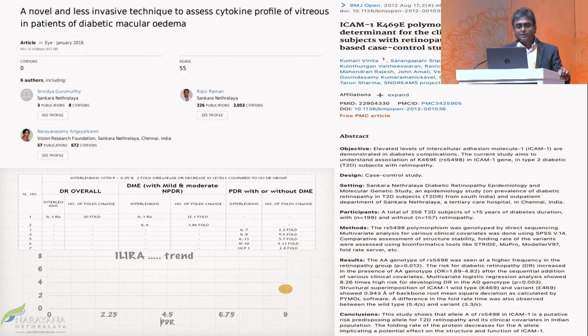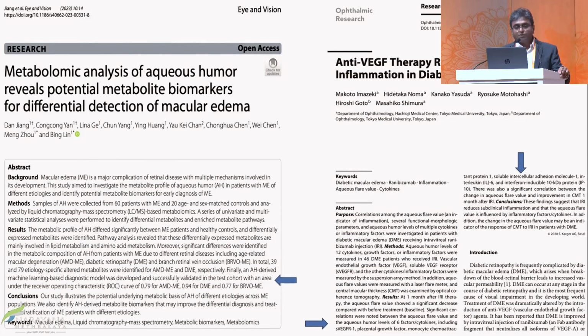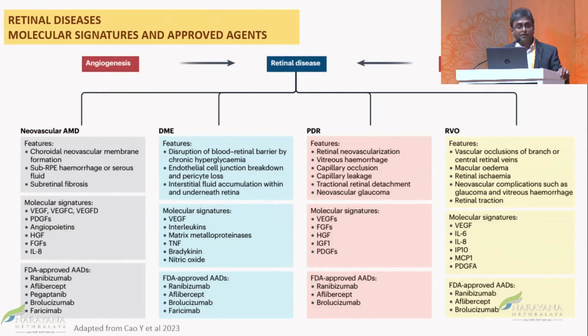Even for ICAM, there is a gene polymorphism which says that when ICAM is increased, patients are also prone to more diabetic retinopathy and DME. And even among these soluble factors, CD4 is also raised, especially when the patients have activated microglia and HRDs. These are again different papers suggesting what happens in a vein occlusion, what happens in DME, and when you see a flare in the aqueous, these biomarkers are also raised. So these are the known molecular signatures, but we have only a few available agents that can be injected safely, though lots is going on in research.